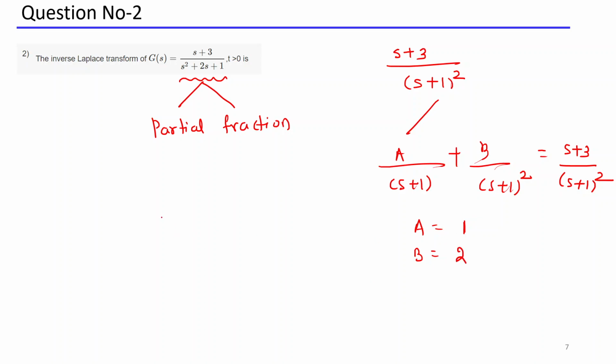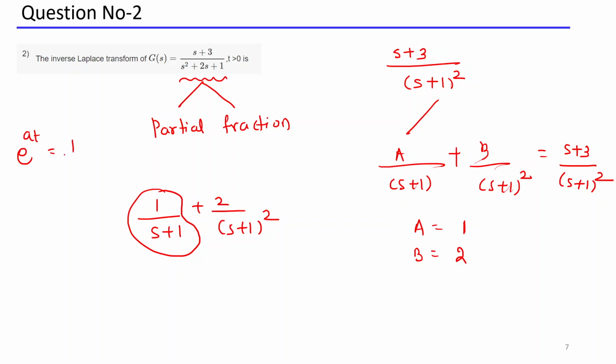So putting in those values, 1 divided by s plus 1 and 2 divided by s plus 1 whole square. Do you know the inverse transformation of this one? Because you know that the Laplace transformation of e to the power at is 1 by s minus a. The Laplace transformation of e to the power minus at is 1 by s plus a. So from here, 1 by s plus 1 gives e to the power minus t u of t.